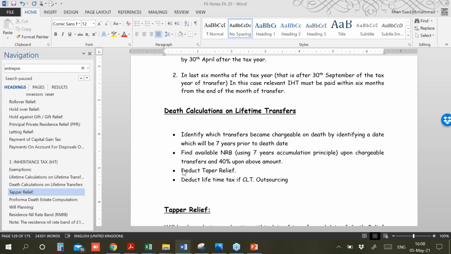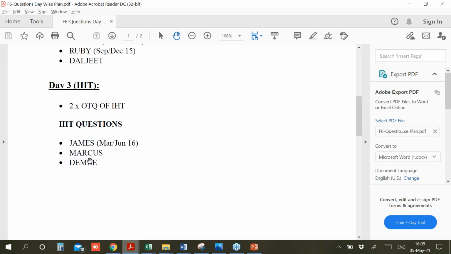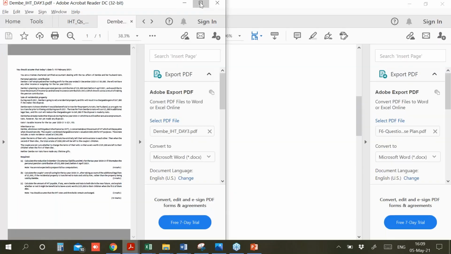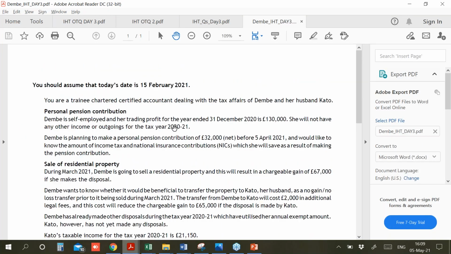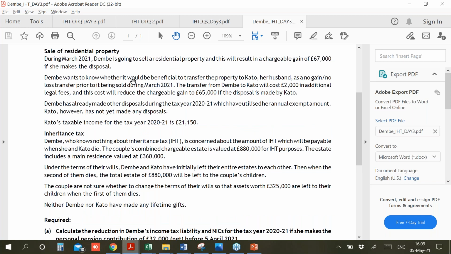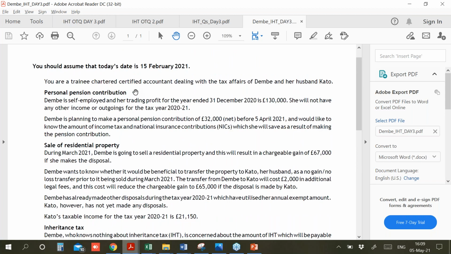Okay, guys, let's start. Raise your hands and tell me that you're ready. Okay, so next question is, as per the plan, Dembe. So Dembe is also a question of a latest attempt. You can find that in Kaplan kit as well. And it is a 10 mark question and it deals with multiple taxes. So let's read the requirement first. If you look at the heading, it has inheritance tax in that, it has sale of residential property in that, and it has personal pension contributions in that.